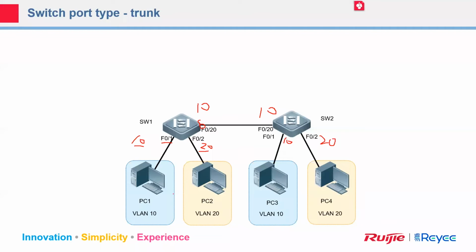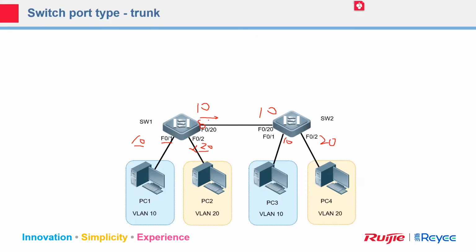Okay, now let's see the process. Can PC1 and PC3 communicate with each other or not? PC1 sends the packets out without the VLAN tag, right? And when switch 1 receives it, I will add the VLAN tag. The VLAN is VLAN 10. If we add VLAN 10, the packets cannot be sent to interface 2, right? Because this VLAN is VLAN 20. Can we send these packets out?